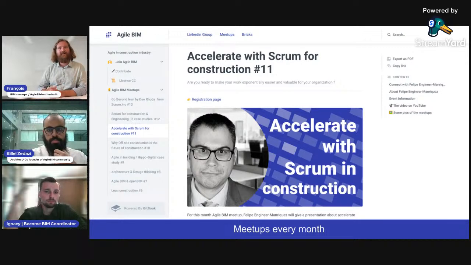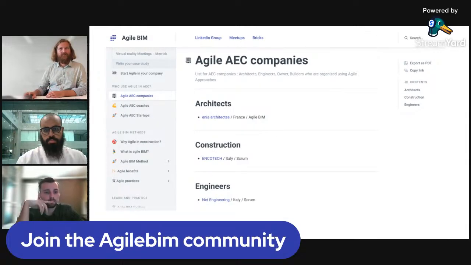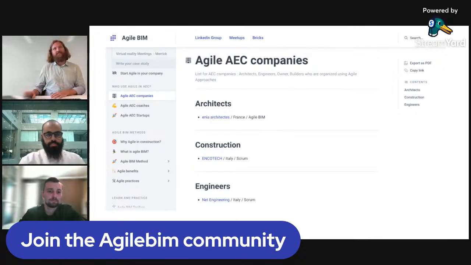As I mentioned, you can find all our previous meetups on the agilebim.org website. A lot of different things, and what is very interesting is there are a lot of different people from all around the world, from Brazil, from USA, from England. It was a very interesting journey to have all these people from all around the world thinking about the same thing, to improve the BIM process with Agile. You can also add your company if you think you are working with some Agile process. It will be interesting to have your reference.